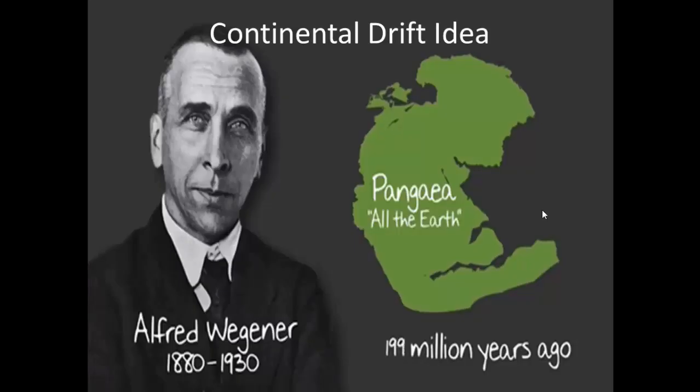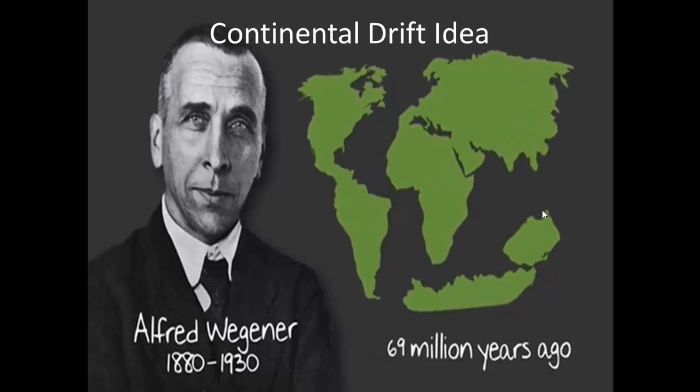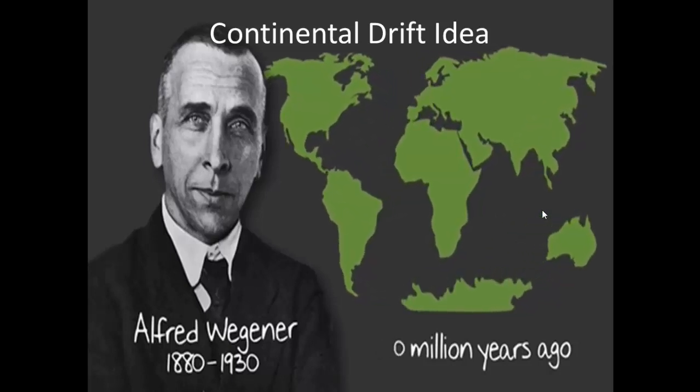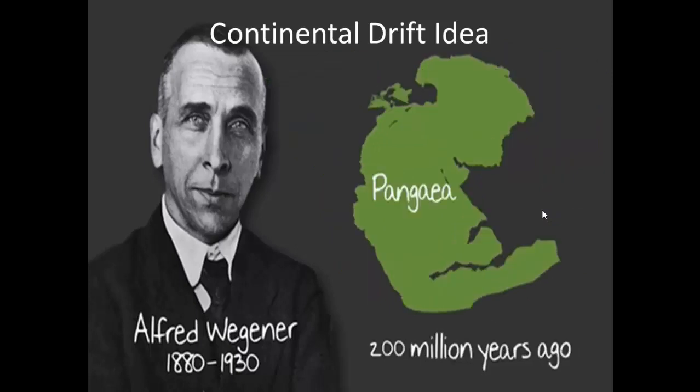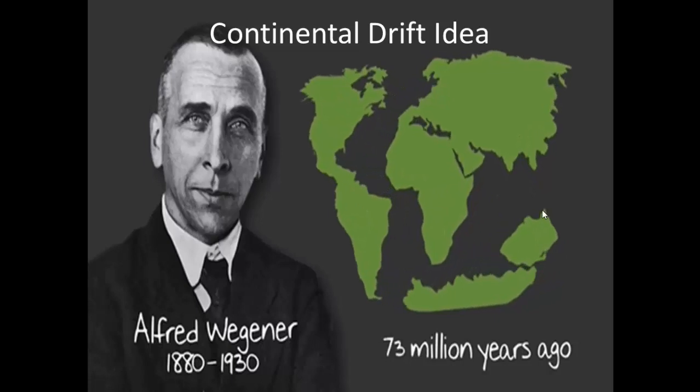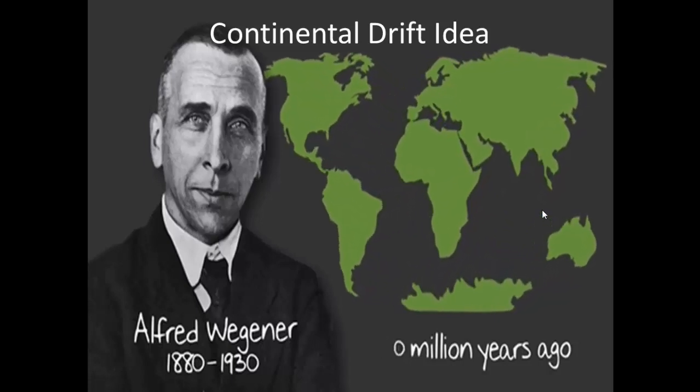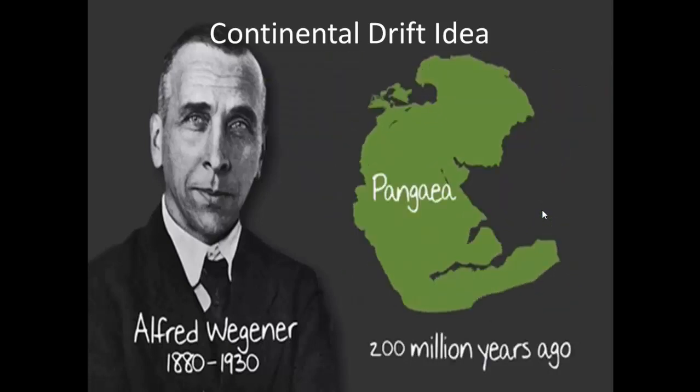Continental drift idea. The scientist who found this idea is Alfred Wegener. All of the continents on this earth came from one big continent that we call Pangea. And this Pangea separated and drifted apart. So this idea we call the continental drift idea.